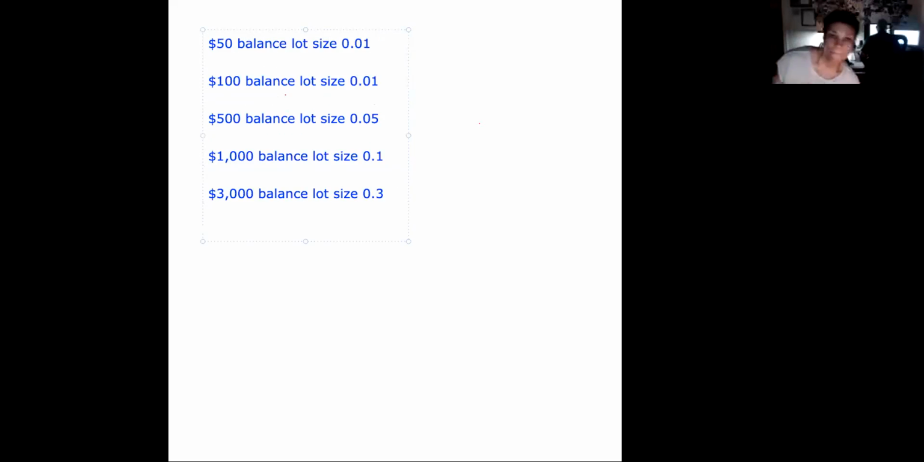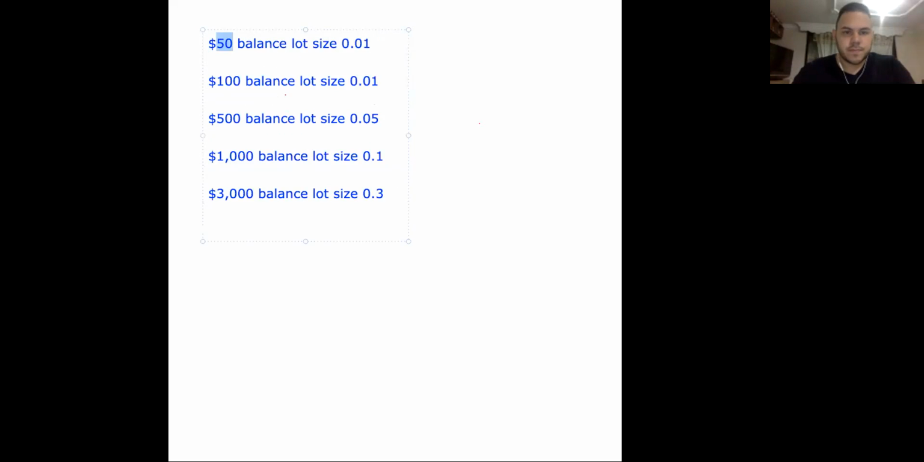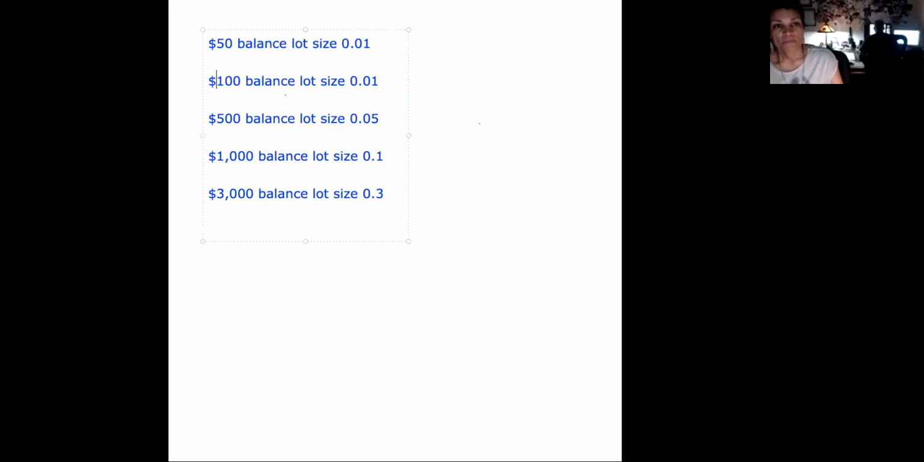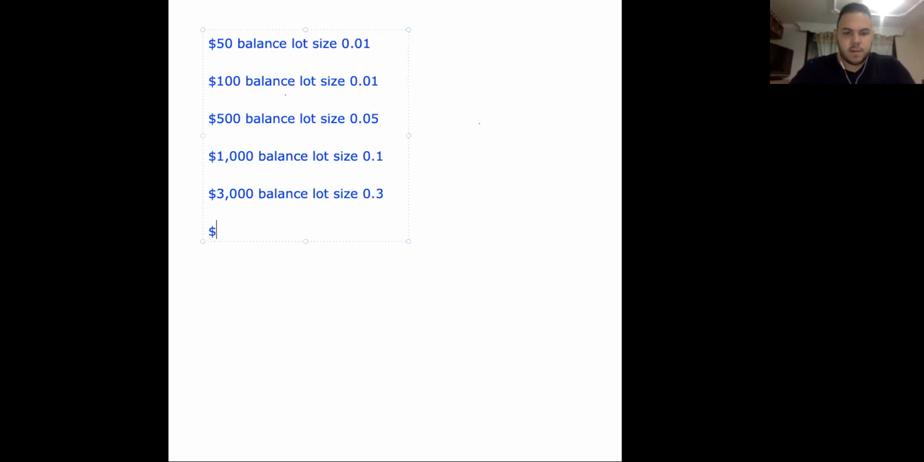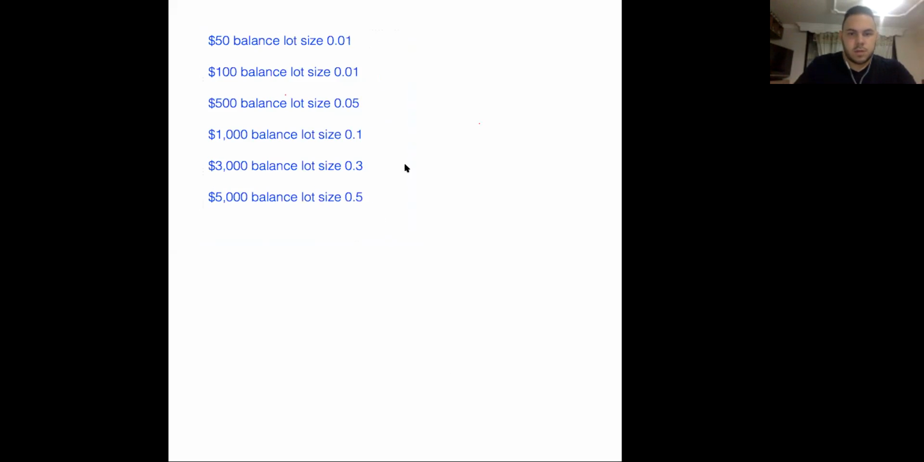Just know that you're risking double. So you've got to be riskier on this one. All right. $3,000 and let's say $5,000, a lot size of 0.5, so $5 a pip. Okay. So it's screenshotted. I screenshotted it too, so I'll send it to you guys, so you can keep it there all the time.